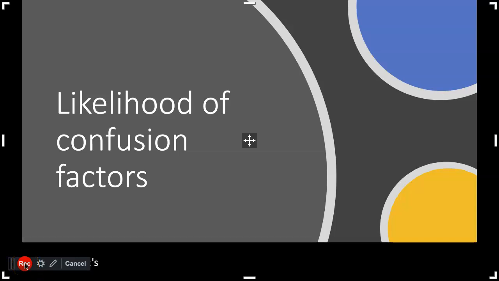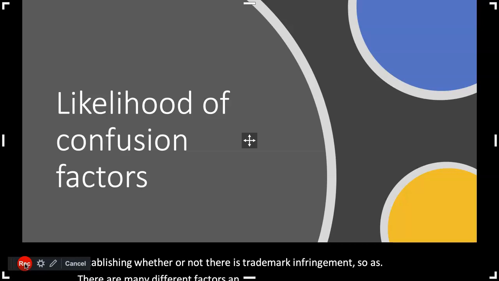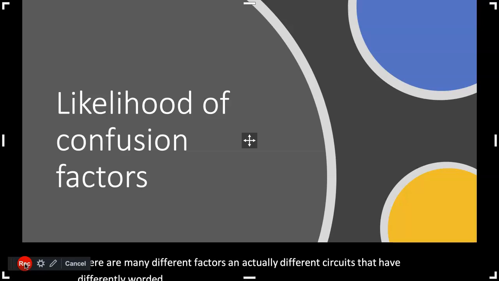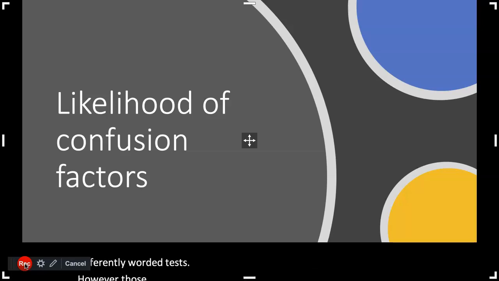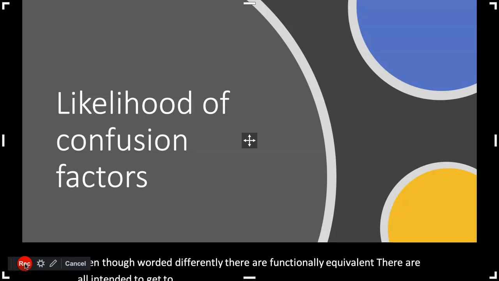Let's talk about the likelihood of confusion factors that are relevant to establishing whether or not there is trademark infringement. So, as you know, there are many different factors and actually different circuits that have differently worded tests. However, those factors basically all are assessing the same thing. And even though worded differently, they're functionally equivalent. They're all intended to get to the overall conclusion of whether consumers are likely confused.